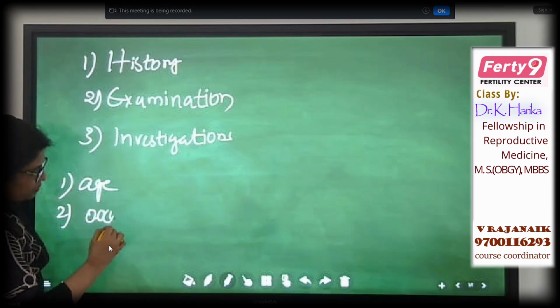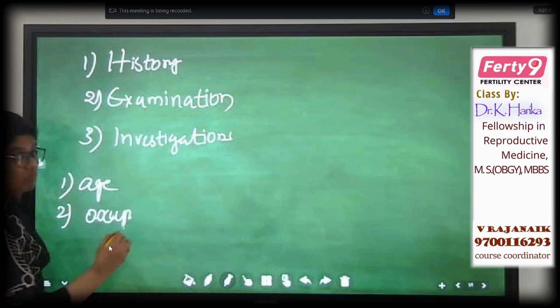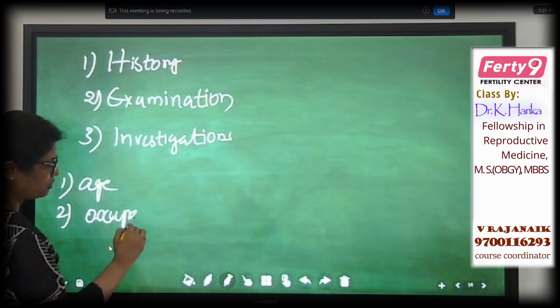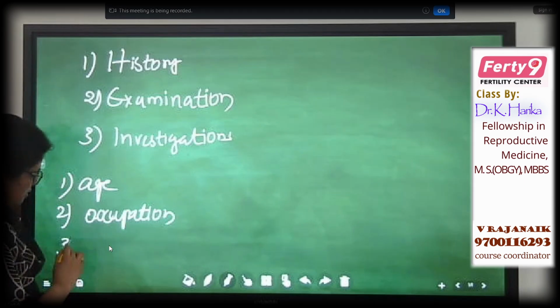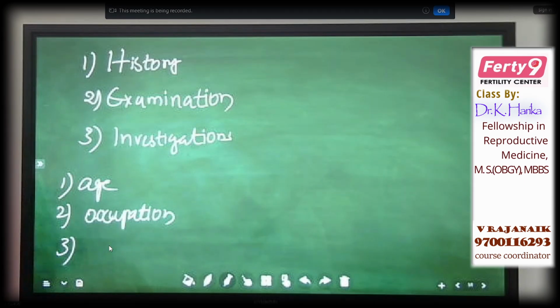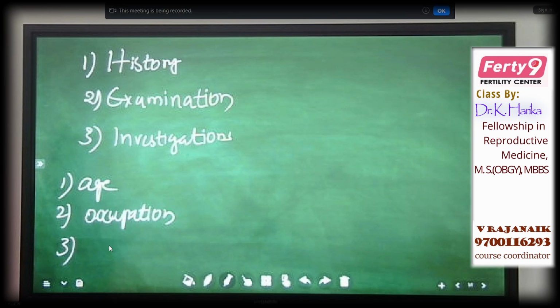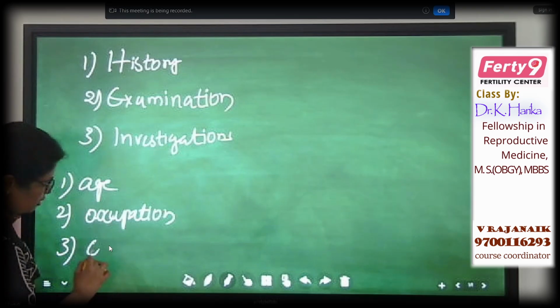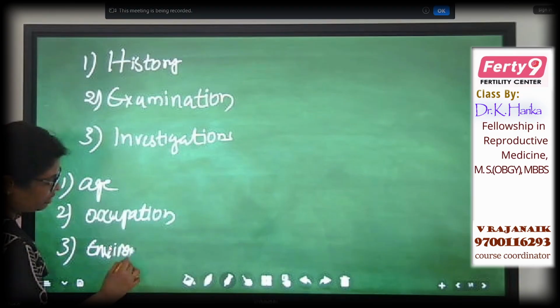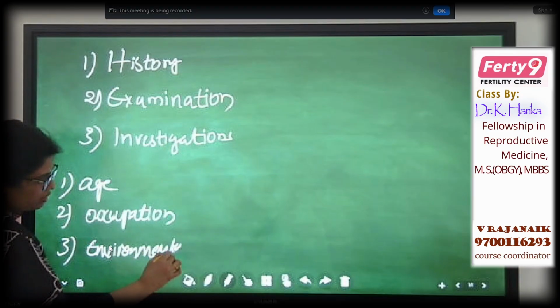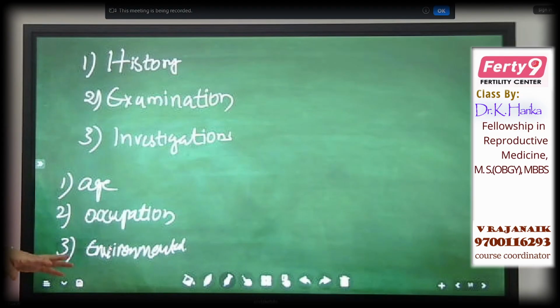Next, occupation. If he is exposed to continuous radiation, or continuously exposed to chemicals and pesticides, all these also contribute to infertility. That's why age and occupation are very important. Next are environmental factors, like exposure to pollution, same thing.